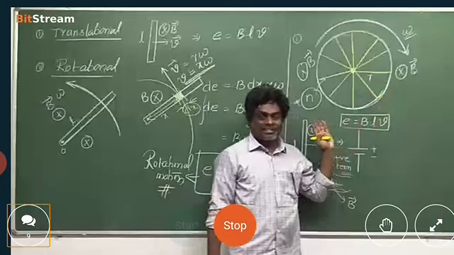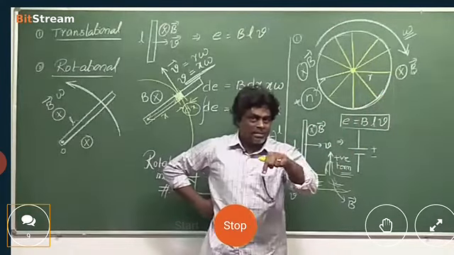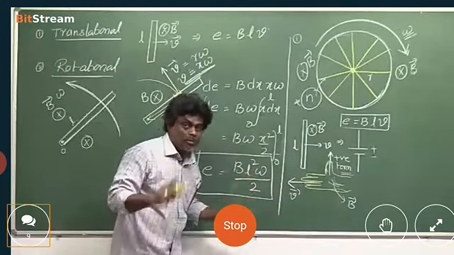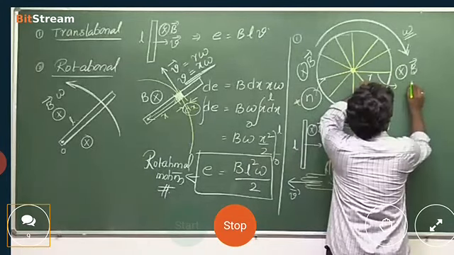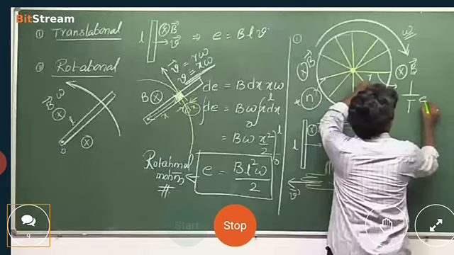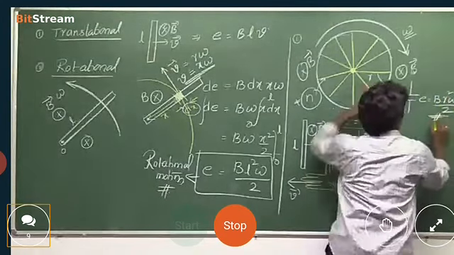So now come to this. How many spokes are there? N are there. Each spoke is replaced with a battery, and each one is equivalent to an EMF. How much EMF? B R square omega by 2.